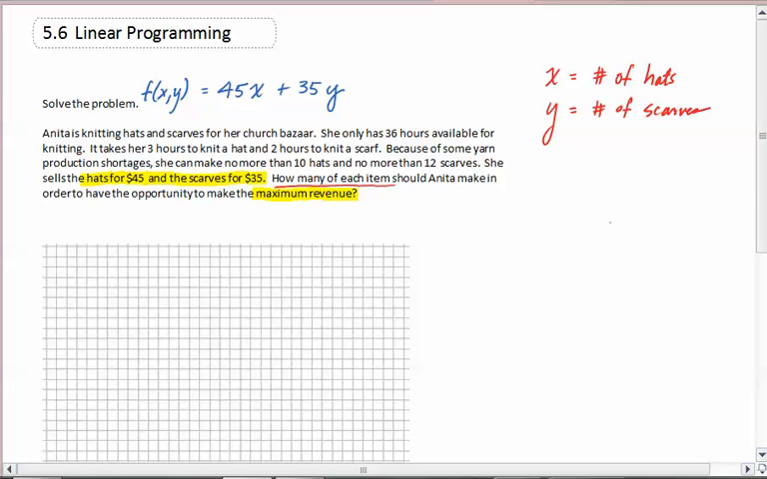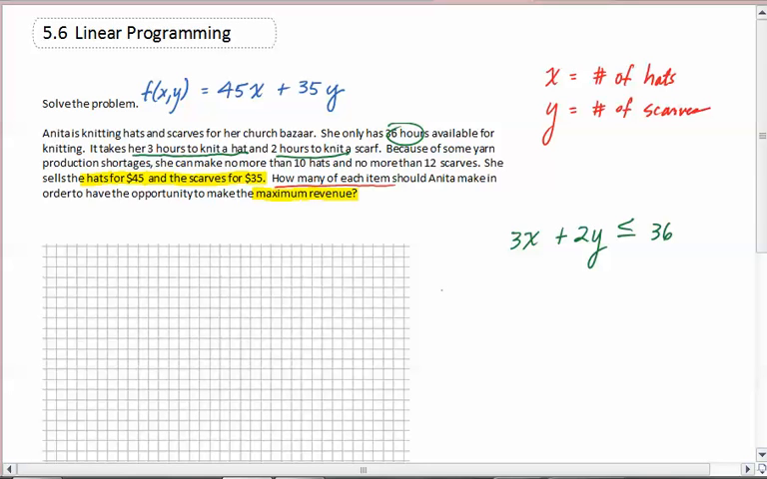Okay, so since the 36 has to do with hours, then we need to create an inequality that deals with the hours. So she only has 36 hours available, so we're going to say less than or equal to 36. Now, x is the number of hats, but how long does it take her to make a hat? It takes her 3 hours to knit a hat, so 3 times x is going to be the number of hours that are committed to hat making. And then it says 2 hours to knit a scarf. So 2 times y is going to be the number of hours committed to knitting scarves. Now there's my inequality: 3x plus 2y is less than or equal to 36.